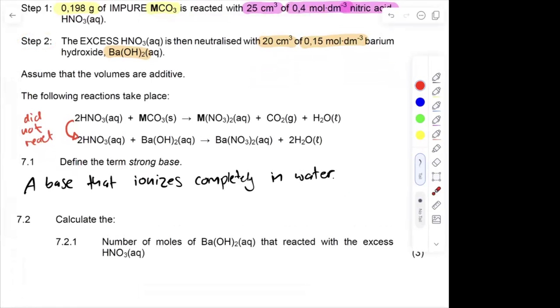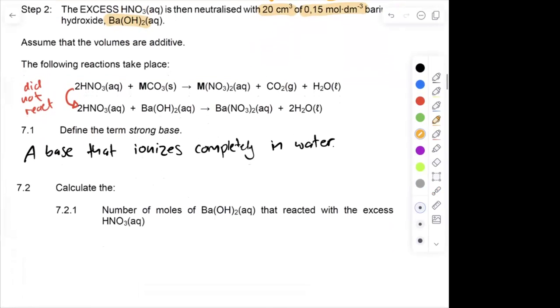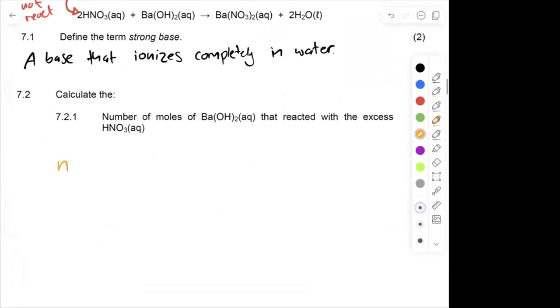So what they gave us there is the volume and the concentration of our barium hydroxide solution. We can then just go find the number of moles, which is not too bad, right? Remember again, how do we do that? n is equal to c times V because concentration is number of moles over volume, right?